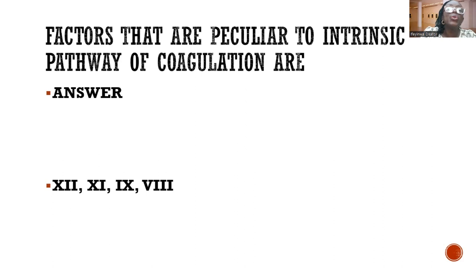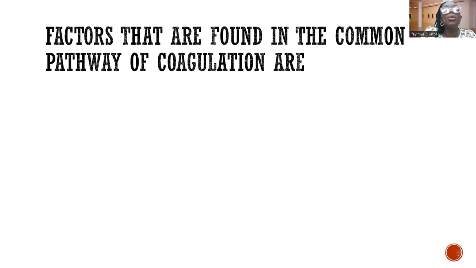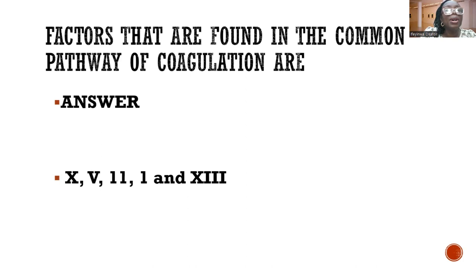Factors that are peculiar to the extrinsic pathway of coagulation are, answer, factor 3 and factor 7. Factors that are found in the common pathway of coagulation are, answer, factor 10, factor 5, factor 2, factor 1, and factor 13.